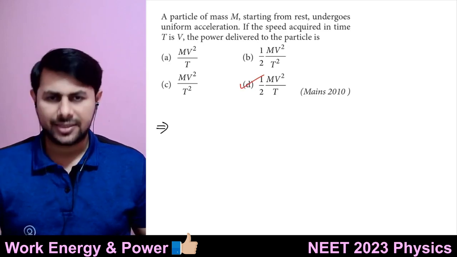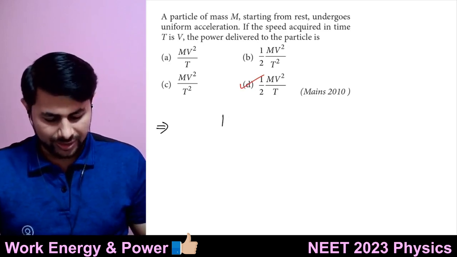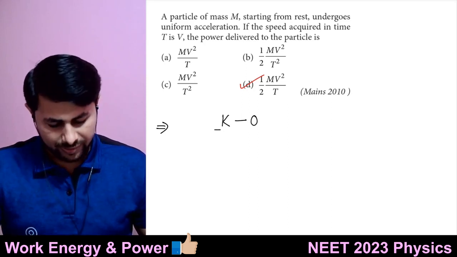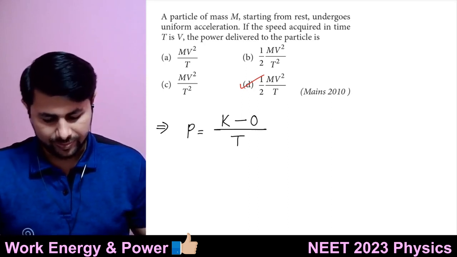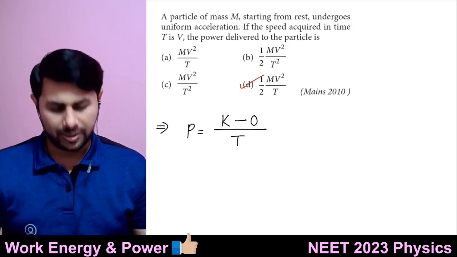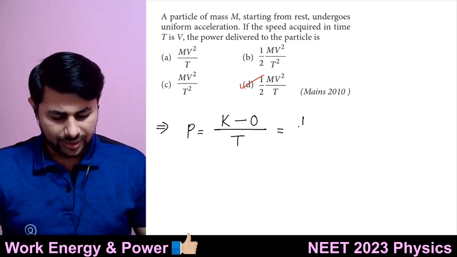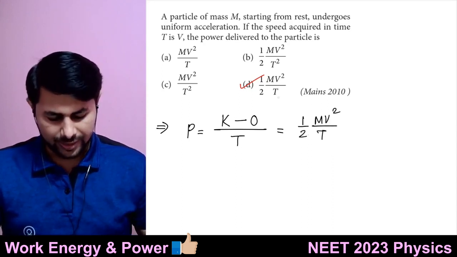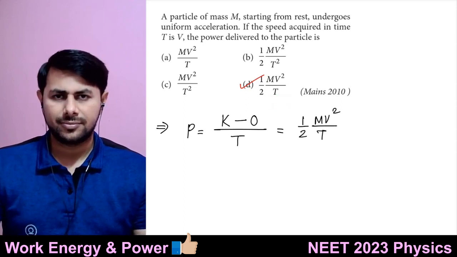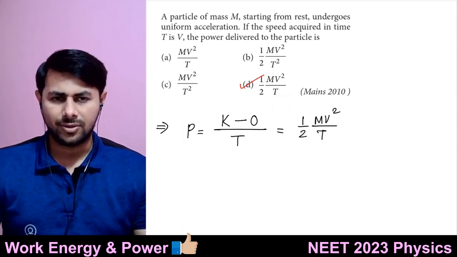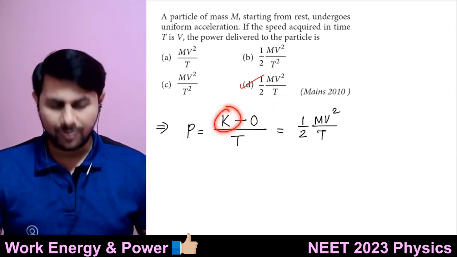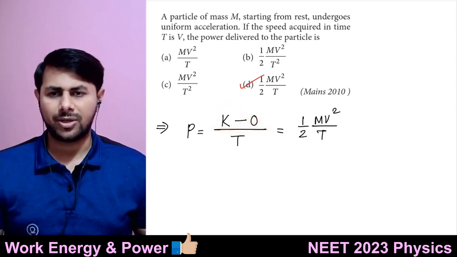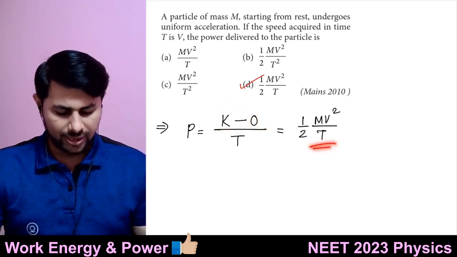right? Starts from rest. So how much is change in kinetic energy? Final minus initial. Initial is 0 divided by time. So this is the power. Power is change in kinetic energy divided by time. So final is half of m into v square, right? So this is the answer. Final kinetic energy is half of mv square. Initial is 0. So final minus initial upon time is the power. So this is the answer. Straightforward.